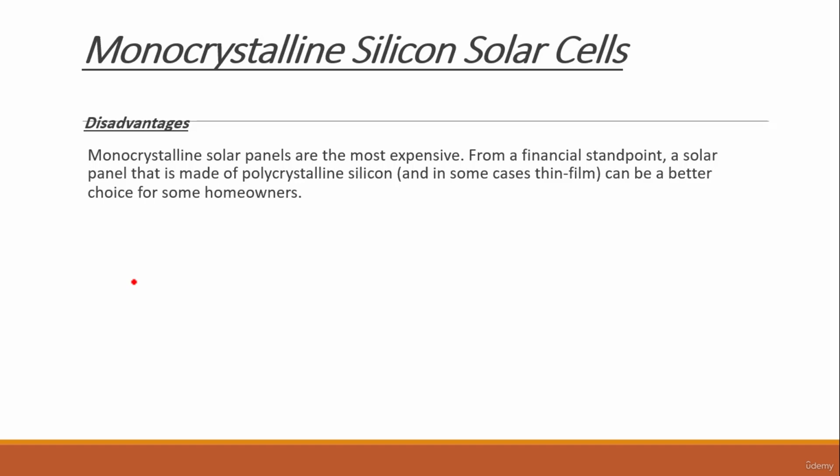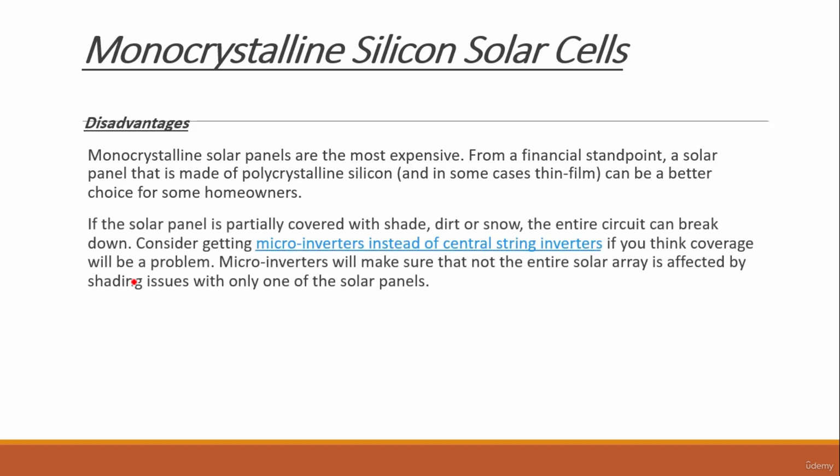Okay, if the solar panel is partially covered with shade or dirt or snow, the entire circuit can break down. Consider getting a micro inverter instead of a central string inverter. We are going to talk about these types of inverters later in this course. If you think the coverage will be a problem, a microinverter will make sure that not the entire solar array is affected by shading issues, which would only affect one solar panel.